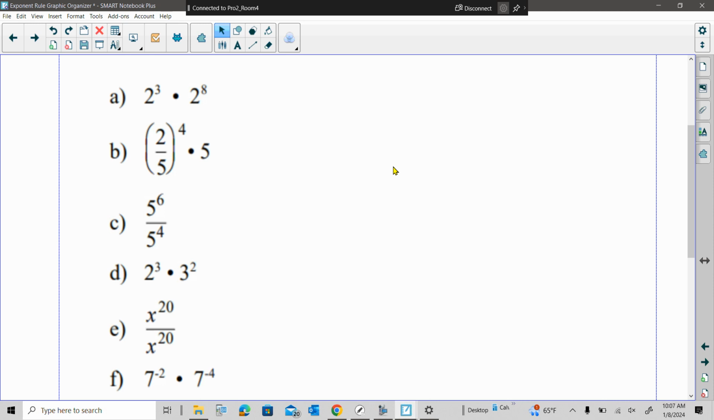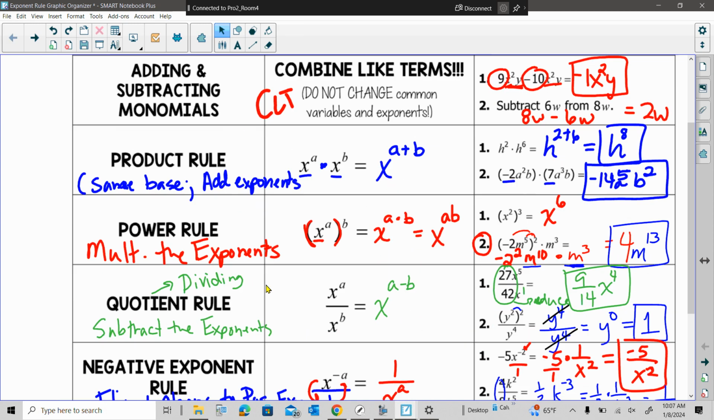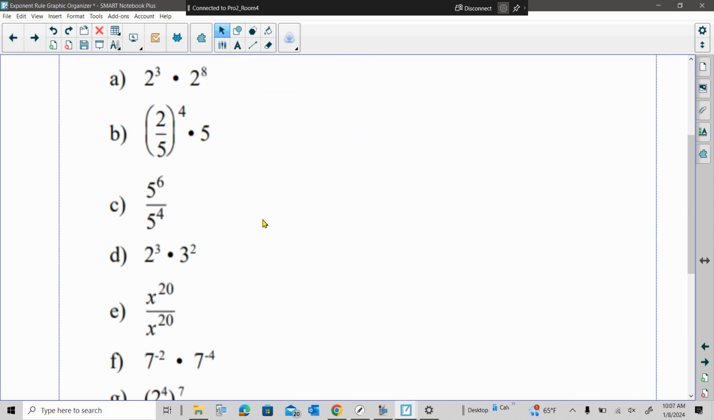I have a question. For A, is it 224? 224? No, you add. It's 2 to the 11th. When it's multiplying, you add. Look, I'll put it back up. When you multiply, you add the exponents. So you're going to write 2 to the 11th power. The base doesn't change.